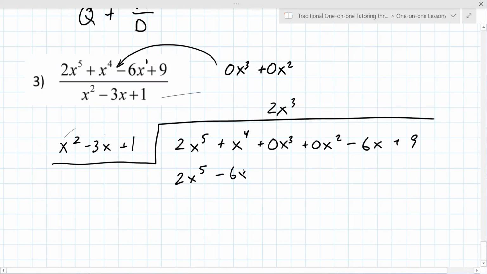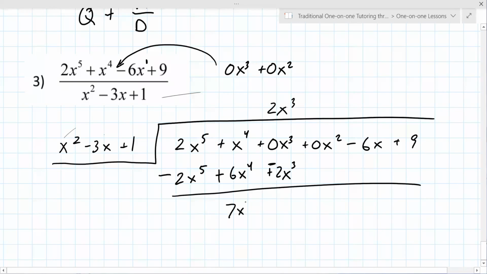Minus 6x to the 4th plus 2x cubed. And again, you got to change the sign of every single one. So negative, positive, negative, and then you add. So 7x to the 4th, because that's 1, minus 2x cubed, bring this down, 0x squared.